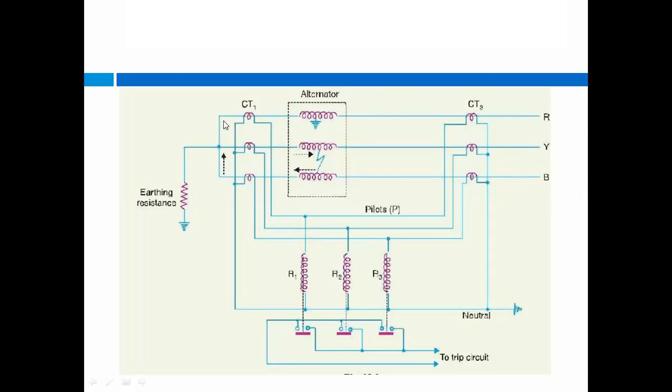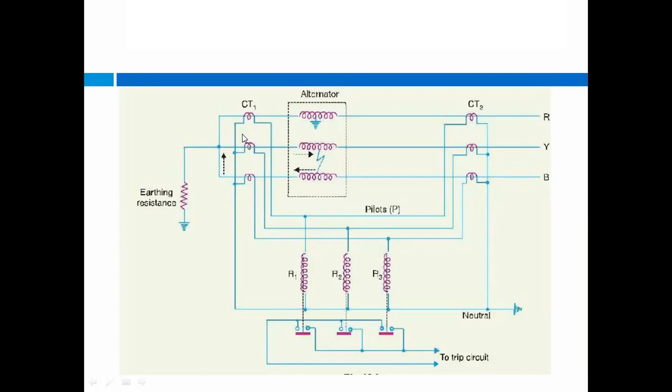Here you can see, just like in transformers, we connect the transformer in star or in delta. Star and delta connections are there for the primary side and secondary side, but this is not the case for this alternator or this generator.